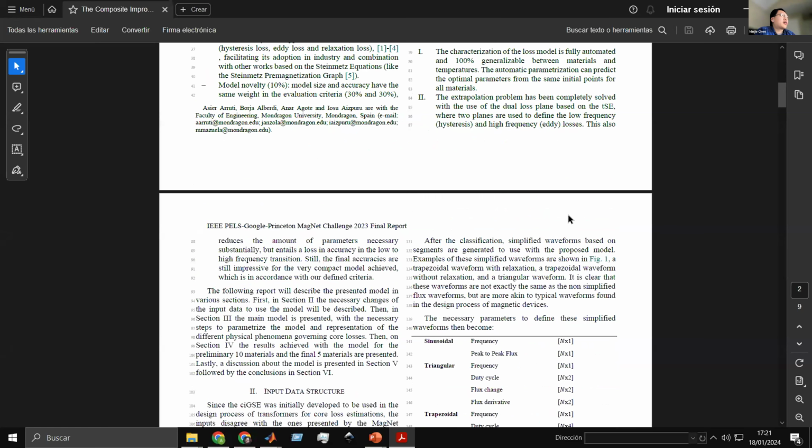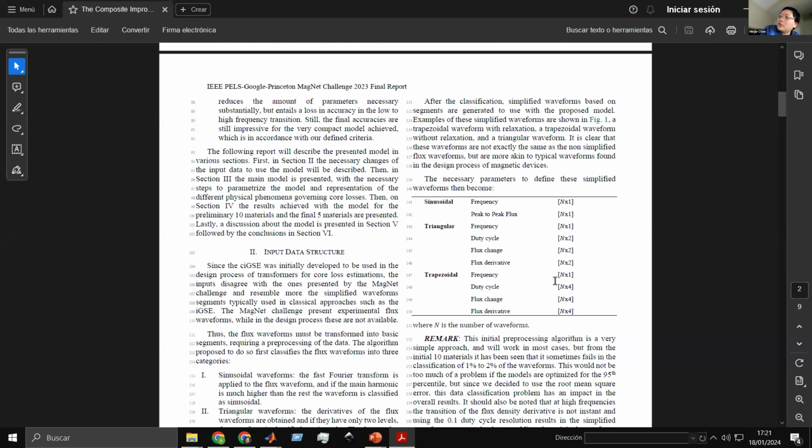Okay, I see. So that means your waveform classification, like you said, that part is very important so that you can simplify. That's why our error goes quite crazy sometimes. Yeah, that's exactly the point.